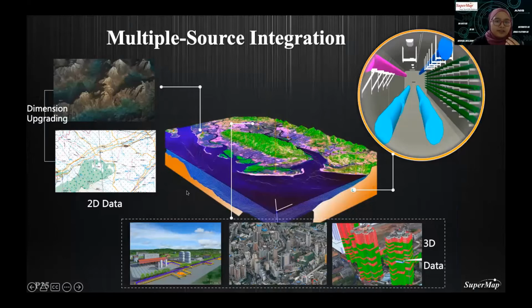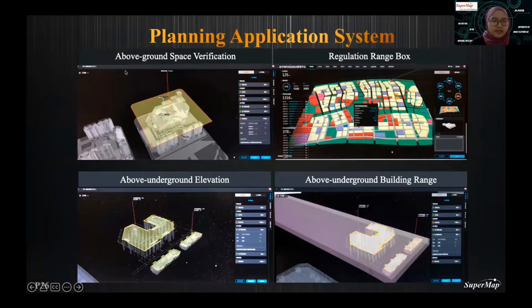Okay, so this is an example of integrating 2D and 3D data. As we all know, usually the hill map will show numbered contours. With 3D, you can view the hill with its real shape. From there, you can also combine with other 3D data such as the underground pipeline, the building, road, and many more within one platform. These are a few examples for the urban planning system. You can do above ground space verification, above underground elevation, above underground building range, and regulation range box. From here, you can do further decision systems like signal strength, categorization of buildings, height of buildings, uses of land, and etc.